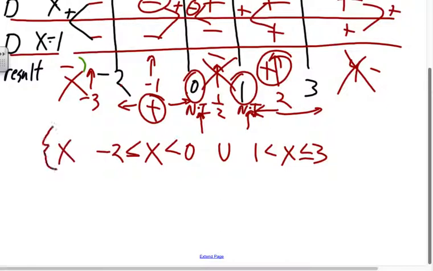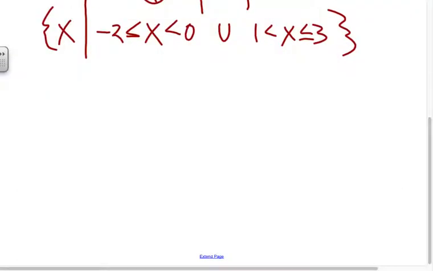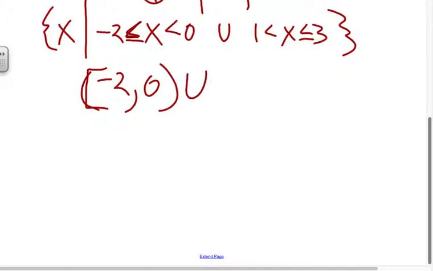So now we can do our set builder. We can also do interval notation. Since I did include negative 2, it's going to be a bracket. Negative 2, comma, 0 is not included. And then we union that with 1, which is not included, so it's parentheses, and 3, which is included.